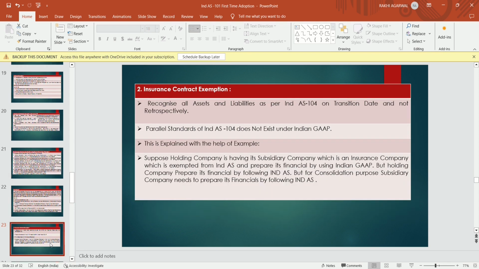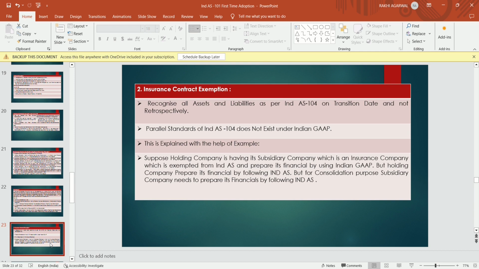Now, insurance contract exemption. What do we mean by insurance contract? As per Ind AS 104, recognize all the assets and liabilities as per Ind AS 104 on the transition date and not retrospectively. In this case, retrospective recognition is not required. A parallel standard of Ind AS 104 is not available in Indian GAAP; it did not exist in Indian GAAP. This concept of insurance contract exemption is explained with the help of an example.